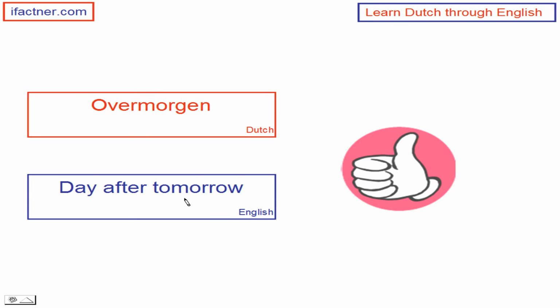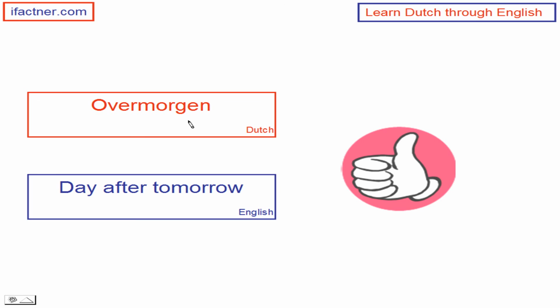Day after tomorrow is called overmorgen. O-V-E-R. Over. M-O-R-G-E-N. Morgen. Overmorgen. So guys and girls, this was our lesson related to days in Dutch.